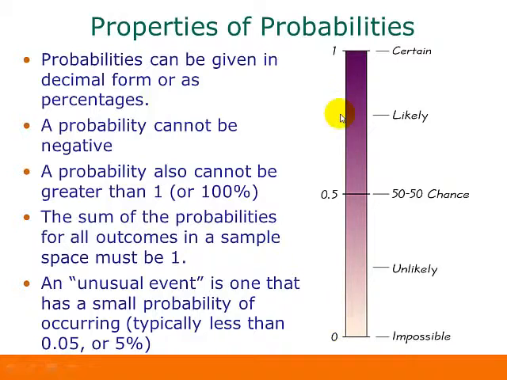Now the range of values we can have for probabilities goes from 0 at the bottom up to 1 at the top. An event with a probability of 0 means that the event is impossible, that there is no way that it can happen. Whereas an event with a probability of 1 means that event is certain to happen. This would be the case when your event includes all of the outcomes in the sample space. And there's a whole range of values in between. For example, 0.5 or 50% means that there's a 50-50 chance that the event will happen, and so on.